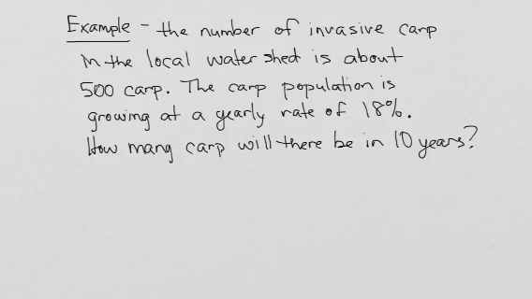So it says the carp population is growing at a yearly rate of 18%. How many carp will there be in 10 years? So let's set up our equation. A is the ending amount. That's what we're trying to find. Then our starting amount, P, 500. This is an increase. Population's growing, 18% as a decimal. And then we're looking 10 years down the road.